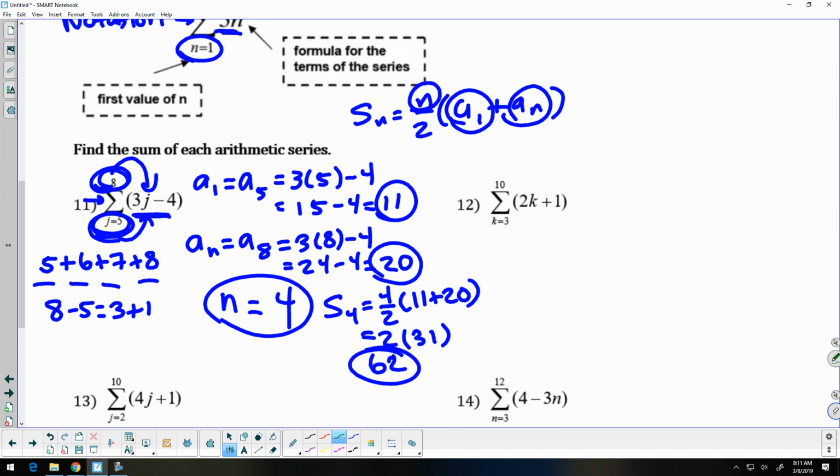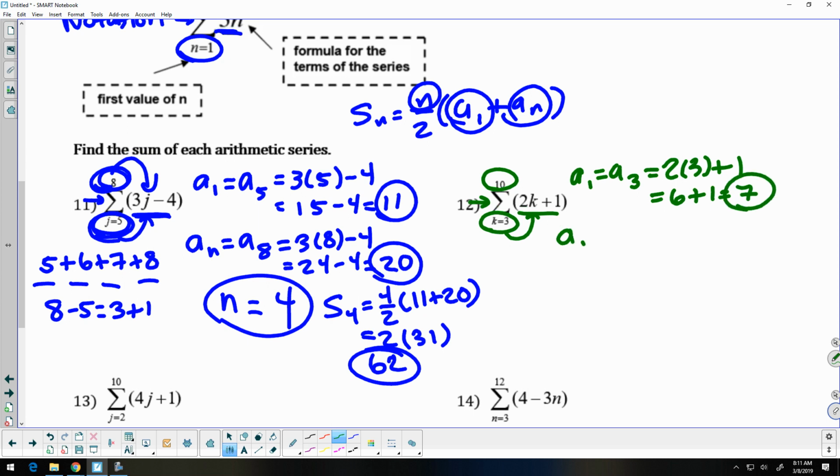So same thing. We're finding the sum from the 3rd term to the 10th term. And again, this is just our formula, 2k plus 1. Okay, so let's find the first term, a sub 1, which again is technically a sub 3. The 3rd term is the first term. So I'm going to take 3, plug it in for k. So 2 times 3 plus 1, 6 plus 1, I get 7. Okay, now find the last term, a sub n, which is technically the 10th term. So taking 10, plug it in for k. We're doing 2 times 10 plus 1. So that's going to be 20 plus 1, 21.